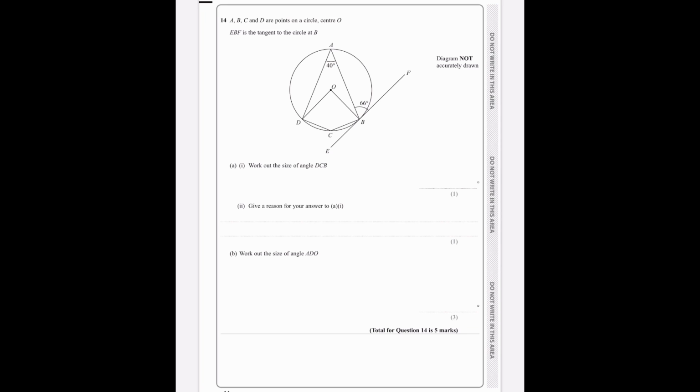Question 14, angle DCB is going to be 140 degrees. For the reason, you must give certain keywords. Here, opposite angles on a cyclic quadrilateral sum to 180 degrees covers all of them and more. So opposite angles, cyclic quadrilateral, sum to 180 degrees for that one.